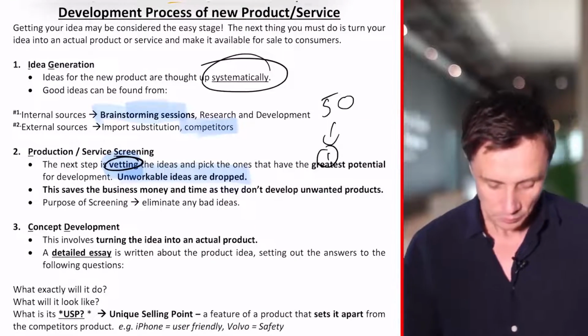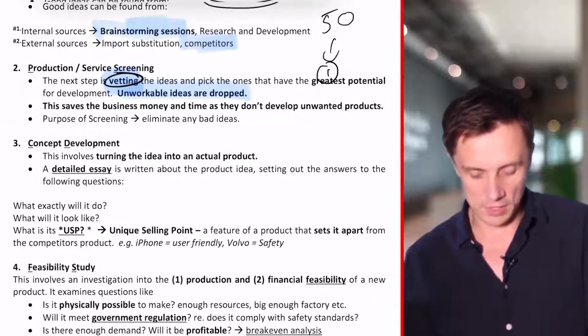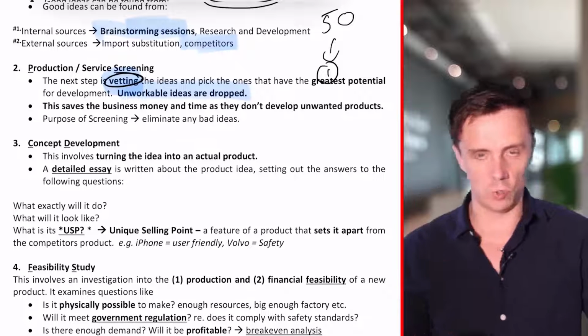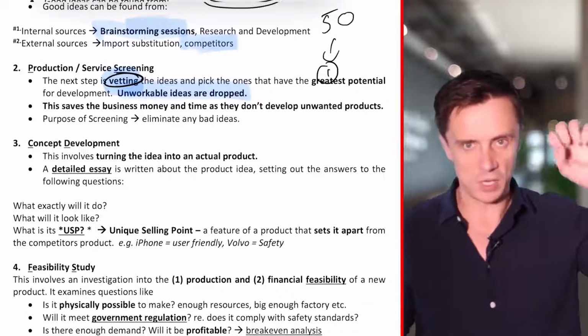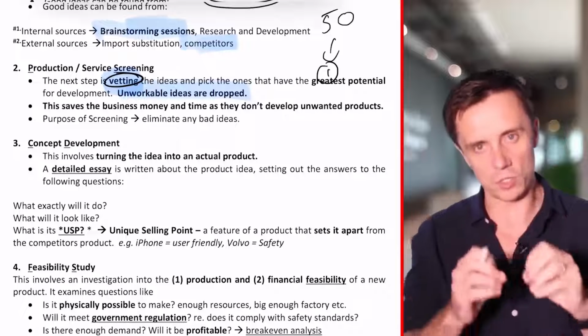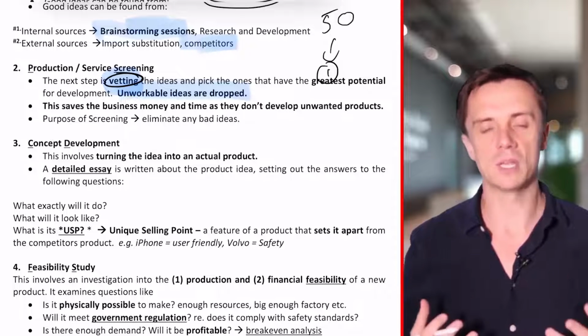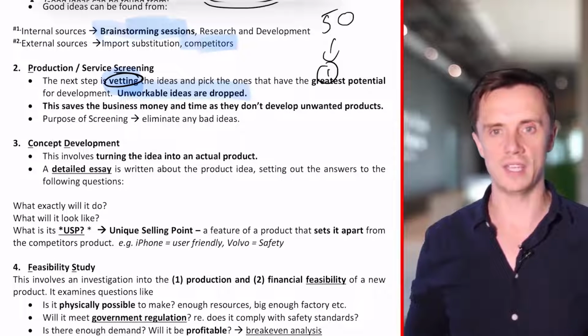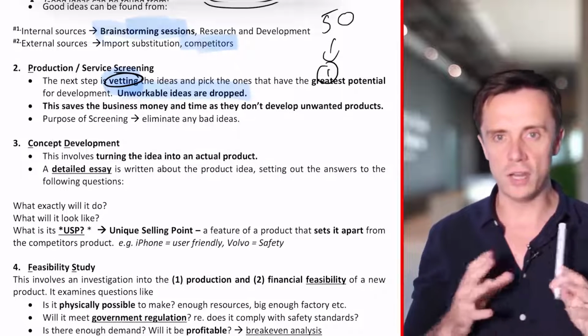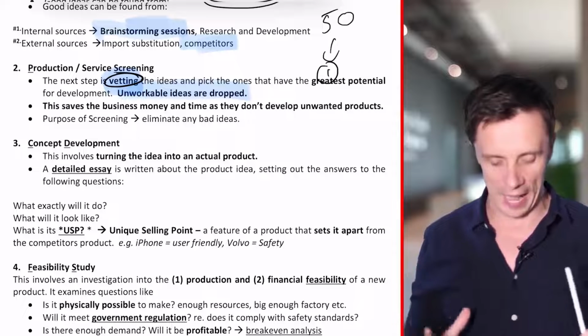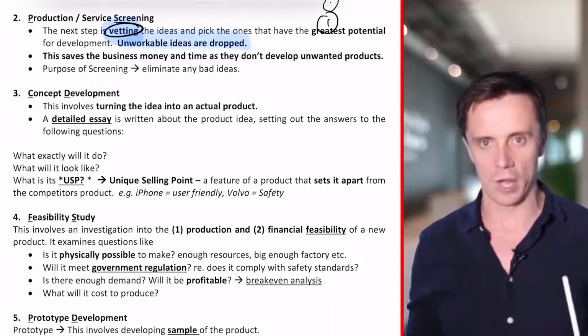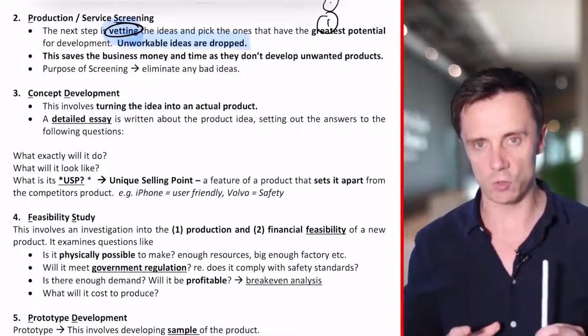Brilliant. Next one is concept development. So let's imagine we've gone through our idea generation phase, we came up with 50, then we did the product screening and picked the idea with the most potential. So now we're going into concept development. What you're really trying to do here is write out a detailed essay where you're outlining and turning the idea into a product, okay?